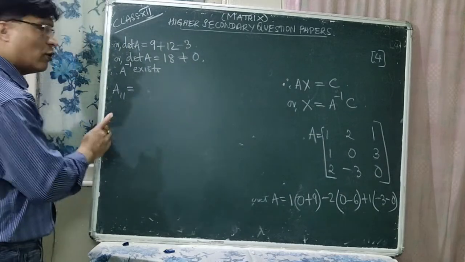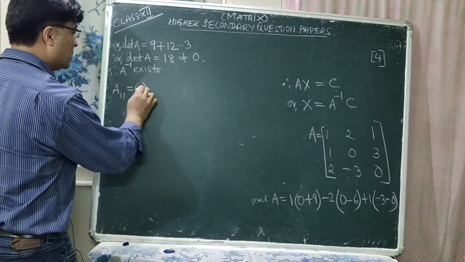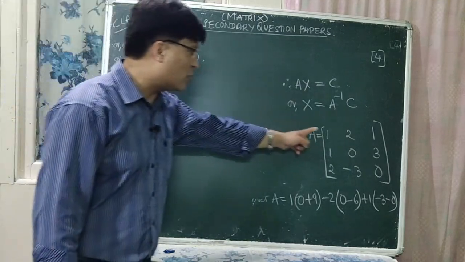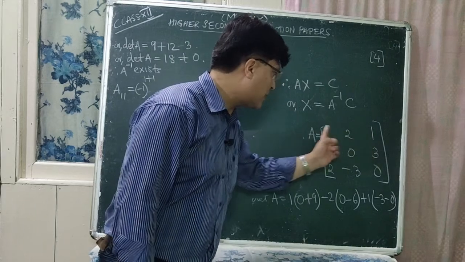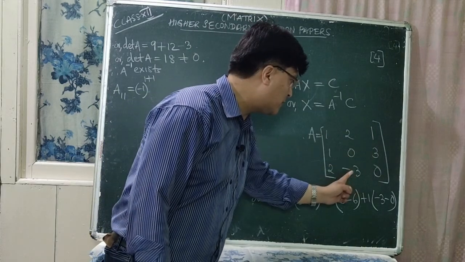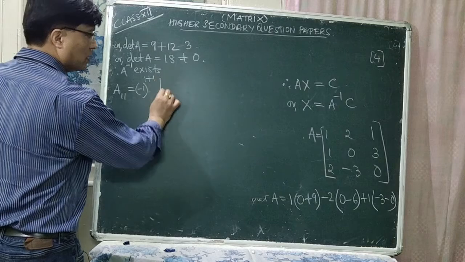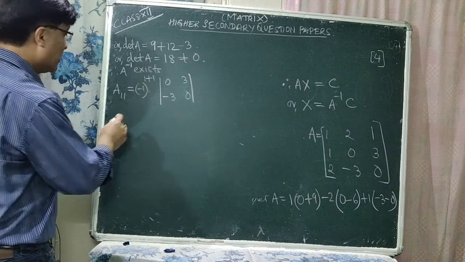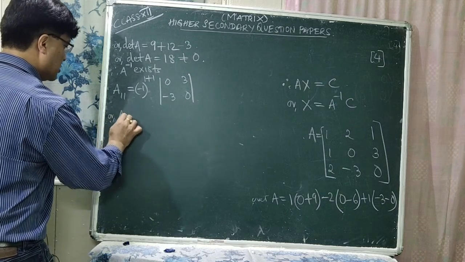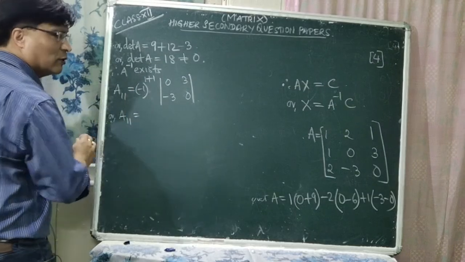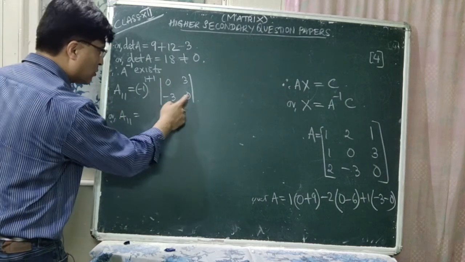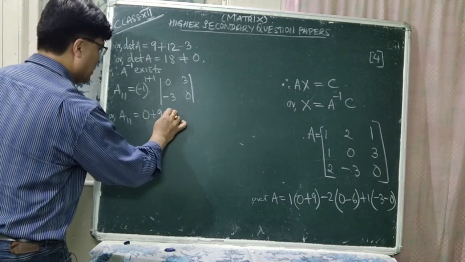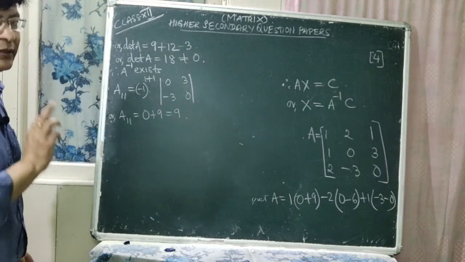You have to consider the sign. How can you consider the sign? Minus 1 whole to the power 1 plus 1. Now, delete the row and the column through the element 1. First row and first column are deleted. What remains? 0, 3, minus 3, 0. Write it here. A11 is equal to, minus 1 whole square is plus 1, you don't have to write it. Now cross multiply, it is 0, so it is minus into minus plus 9, which is equal to 9. That means we got A11.